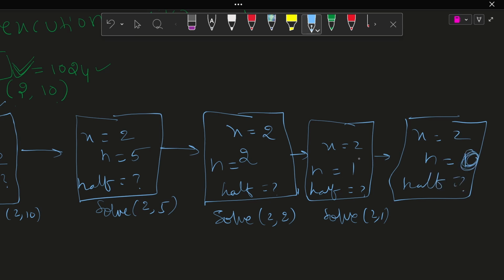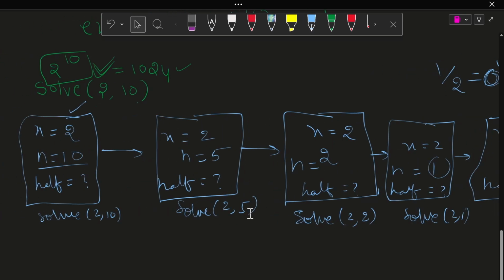Why n is equal to 0? Because you are doing 1 by 2, which is 0.5, sorry, 0. Actually that is 0.5, but you are taking integers, so that is 0, then we need to consider n. So half we don't know. So finally we are going to call sol 2 comma 0.